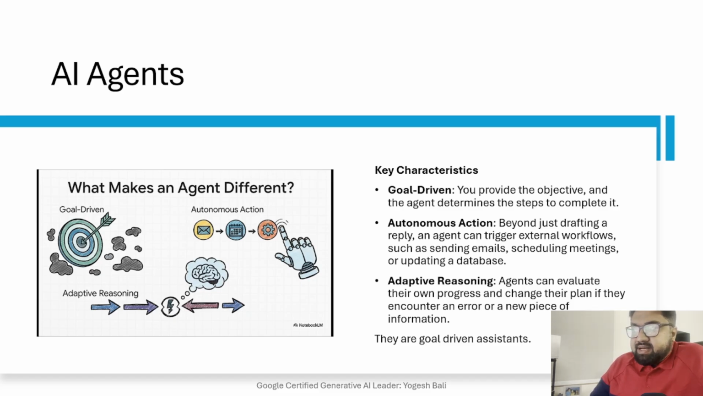So the key characteristics of AI agents are that they are goal-driven and goal-oriented. They take autonomous actions. Beyond just drafting a reply, an agent can trigger external workflows such as sending mail, scheduling meetings, or updating a database. They have adaptive reasoning. Agents can evaluate their own progress and change their plan if they encounter an error or a new piece of information. They are goal-driven assistants.